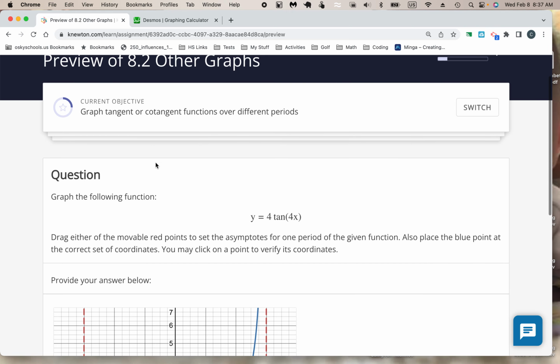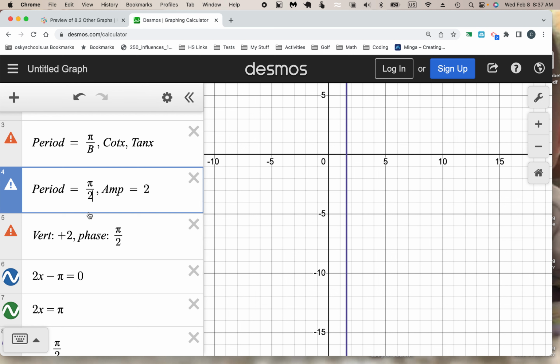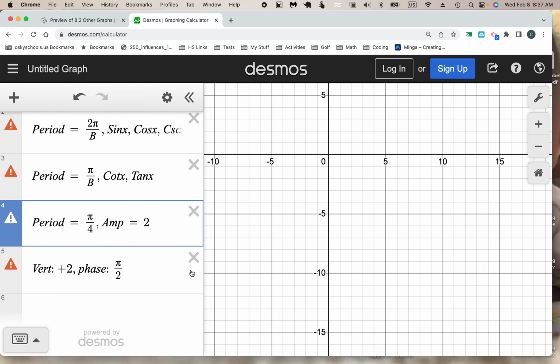Okay, we're back to the objective of graph tangent or cotangent functions over different periods. They give us 4 for the amplitude, and they say that b is 4. So I can go back to this piece here and say that my b was 4. So this period now would be pi over 4. I'm going to delete all this algebra work I did earlier. So I have the period at pi over 4.